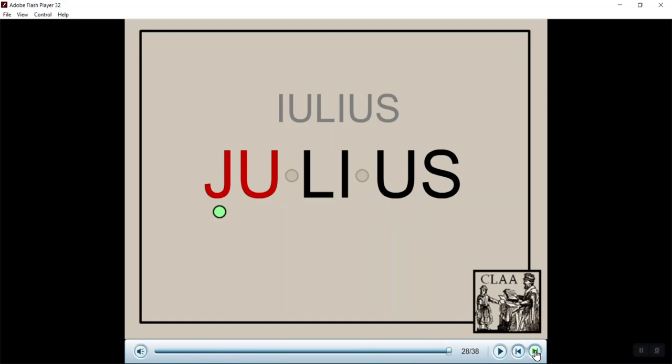Here's another Latin word, and if you look at the gray letters at the top, you can see that in Classical Latin, this would be spelled I-U-L-I-U-S. It would be read in Classical Latin as Iulius. In Church Latin, that changes. That first letter I is written with J. The word in Church Latin is pronounced Julius. In Classical Latin, it was pronounced Iulius. In Church pronunciation, it is read Julius.